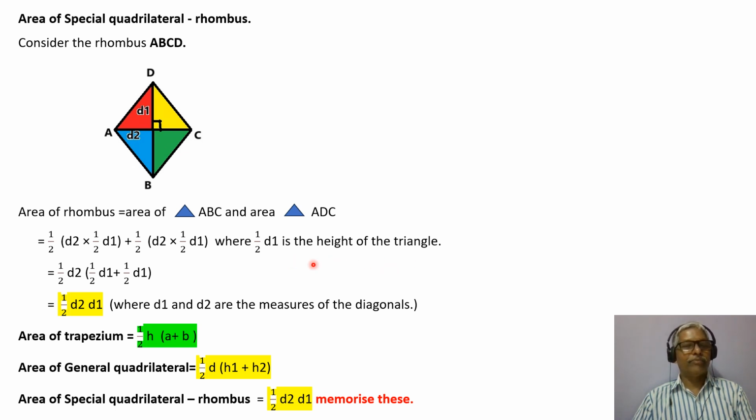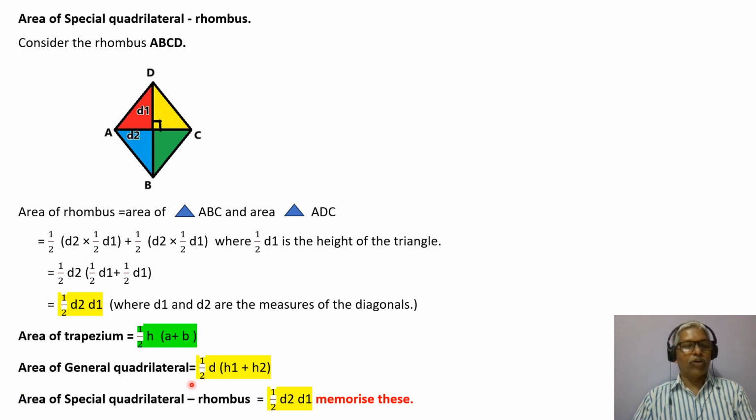Okay, got it? So now take half d2 common. In bracket, you are left with half d1 plus half d1, that is d1. So here we are making this half d1 into d2, or d2 into d1, where d1 and d2 are the measures of diagonals. Okay. So now we tabulate all these formulas. Area of trapezium is half h into a plus b. You know what is a and b.